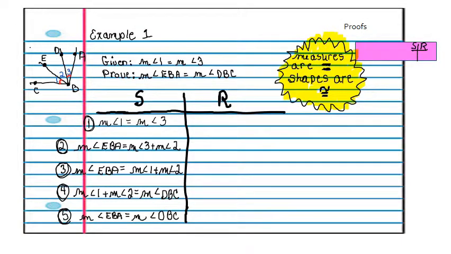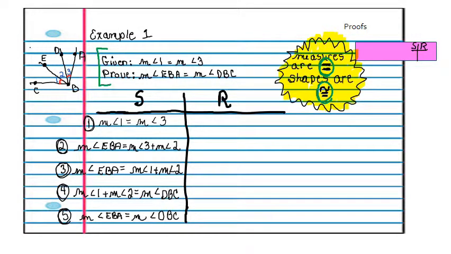Example 1: we have been given that the measure of angle 1 equals the measure of angle 3, and we need to prove that angle EBA is congruent to angle DBC. Just a little side note: in geometry with proofs, when we're talking about measures being equal, we use the equal sign, but when we're talking about shapes, we use the congruent sign.